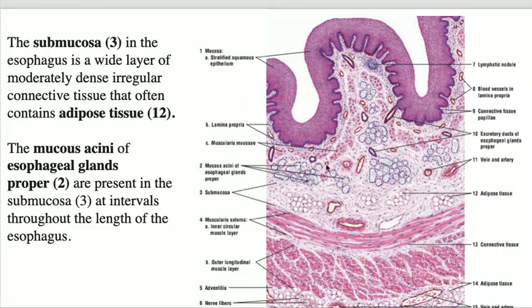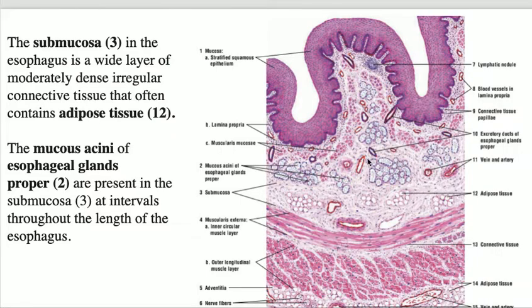Coming to the submucosa, the next layer. Now this is a wide layer and consists of dense irregular connective tissue and often contains adipose tissue over here. So this is the submucosa, a wide layer containing adipose tissue. Also, we have the mucus acini.